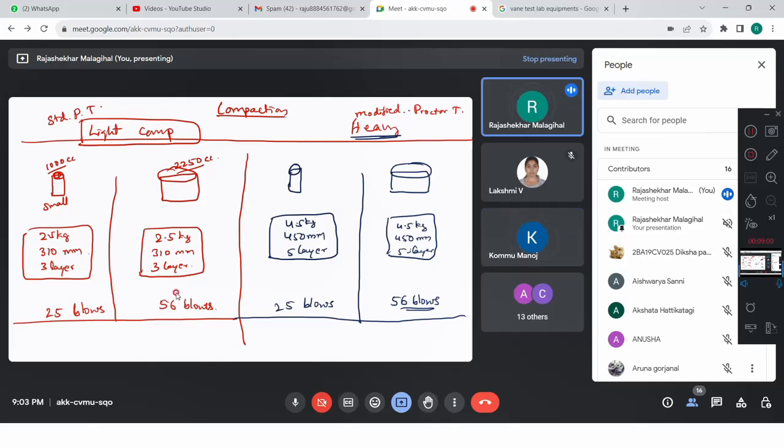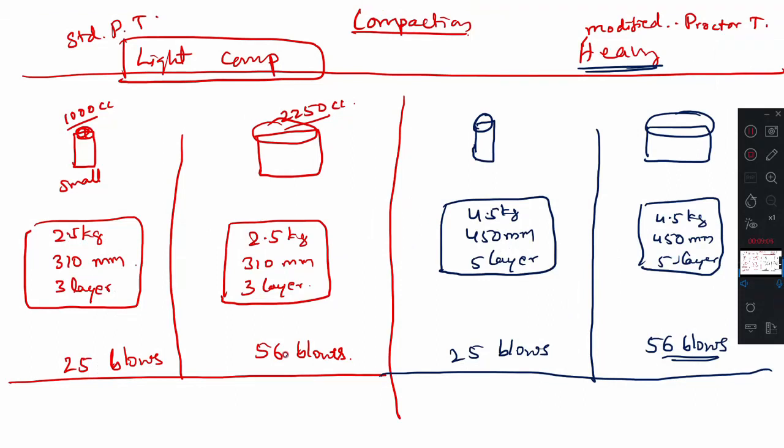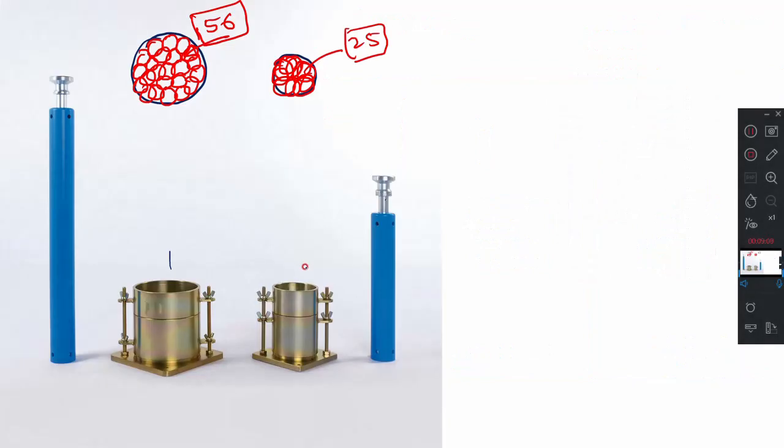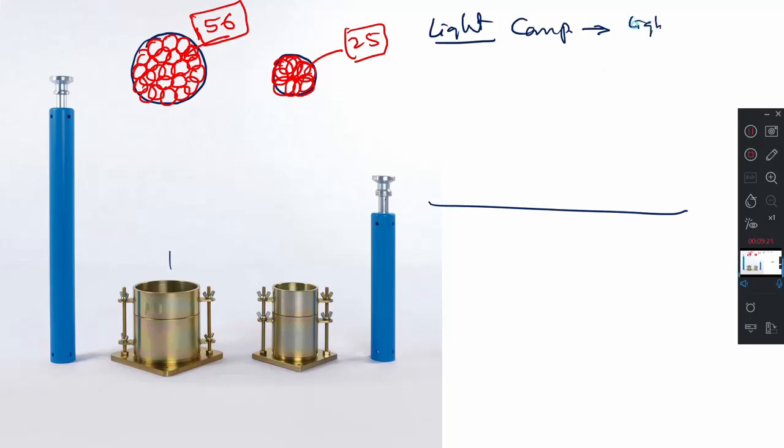Okay. Still, if you have some doubts in your mind, then I will answer that by using compaction energy. Look here. The compaction energy we are giving in the light compaction and the heavy compaction. Light compaction means lighter energy, a small energy you are giving. Heavy compaction means a large energy you are giving.